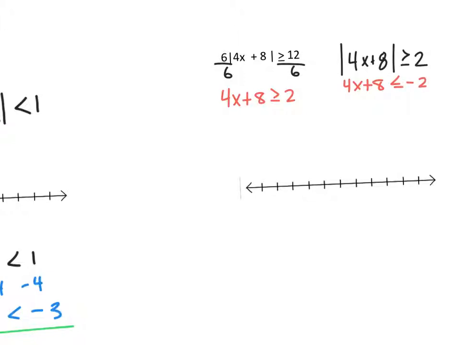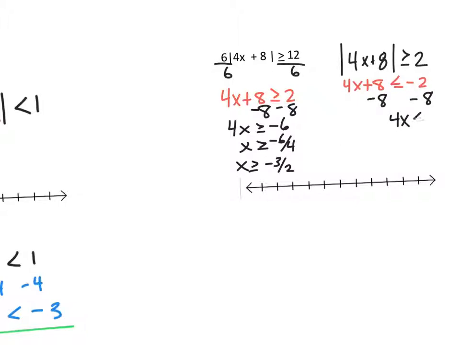So solving for x, I subtract 8. So 4x greater than or equal to -6, x greater than or equal to -6/4, which is -3/2, or -1.5, or subtract 8, 4x is less than or equal to -10, x is less than or equal to -5/2 after I reduce it. Okay, so -5/2, I could write right here, going to the left, a closed dot, and then -3/2, going to the right, a closed dot. If you want to do decimals as well, you can.